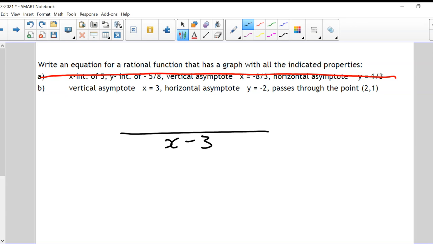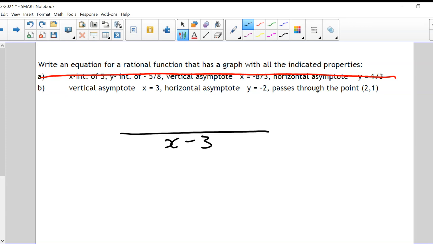Everybody see why that would give us a VA of x equals 3, right? That makes sense, correct? Are we good? All right, let me check in with the room again. Rachel, how about you? Are you following along with us so far, Rachel? Okay, good, good.